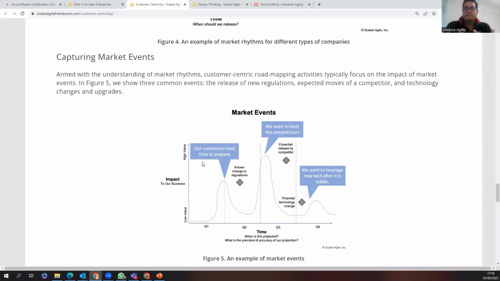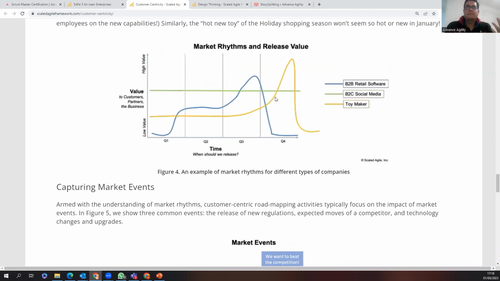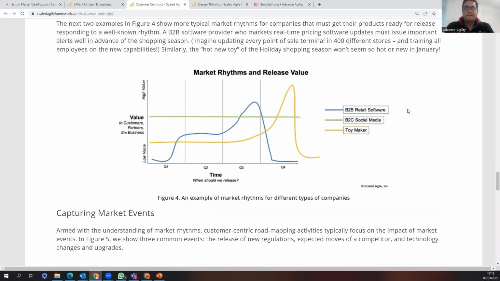For example, market rhythms like Christmas during December is a period which will repeat and we can predict that. So Christmas is a market rhythm, and if you see the graph, no one loves to buy retail software during Christmas. So if you release retail software during Christmas, there might not be much sale.